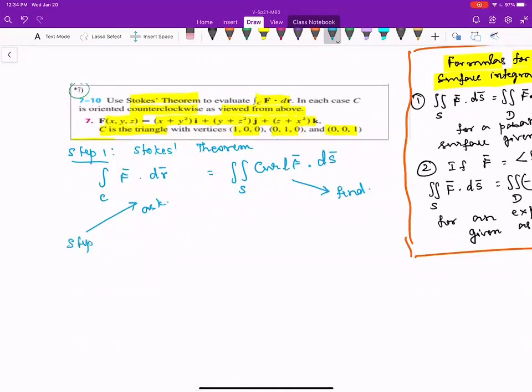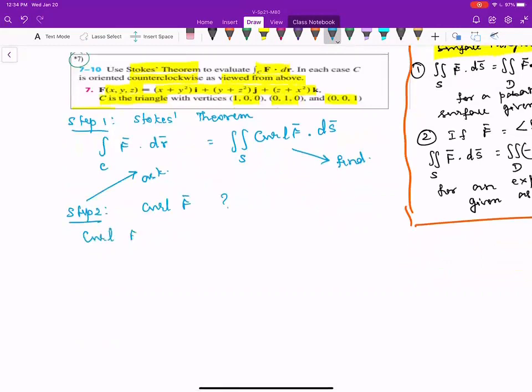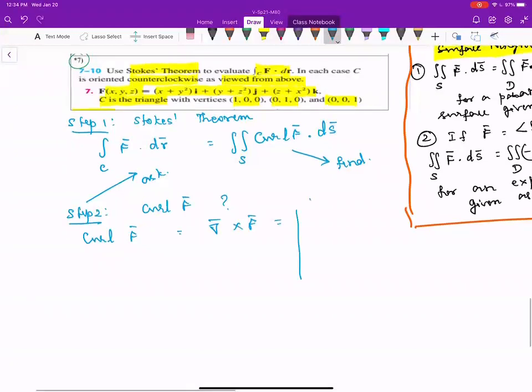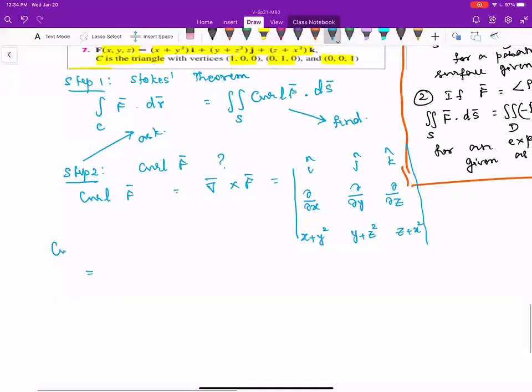So let's first find curl F. What is curl F? By definition, curl F stands for del cross F, which is a determinant with rows i, j, k, and then partial by partial x, partial by partial y, partial by partial z. Then the third row are the components of F, which is given in the problem: x plus y squared, y plus z squared, which is the y component, and z plus x squared, which is the z component. So we will evaluate this curl F.